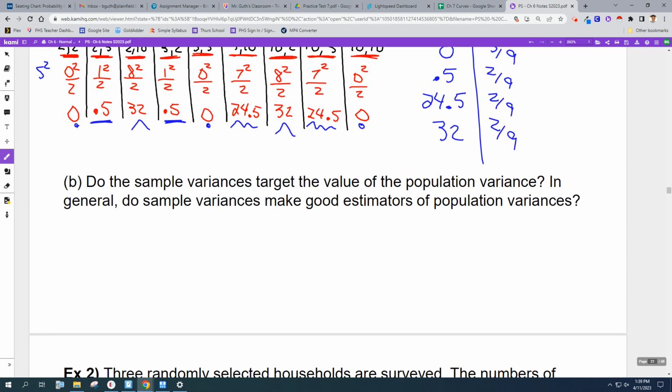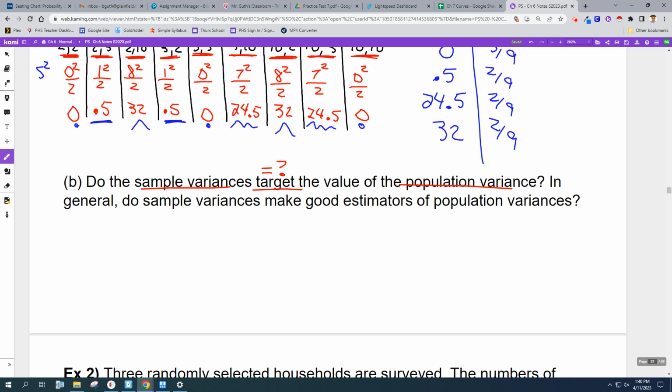Part B. Do the sample variances target the value of the population variance? They're going to ask you this question. And when they ask you this question, basically what they're saying is, are they equal? When they say, does this target this, they're saying, is this equal to this? Because if you show that they're equal, then yes, they target. If it doesn't equal, then no. Okay, so we have to talk about the sample variance and the population variance. And that's easier said than done.